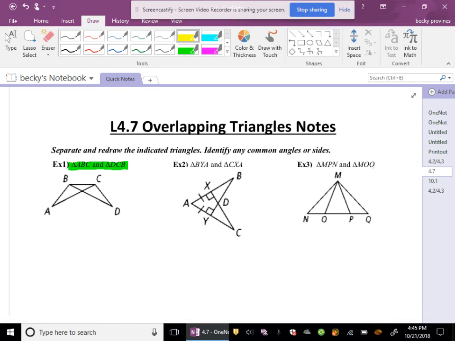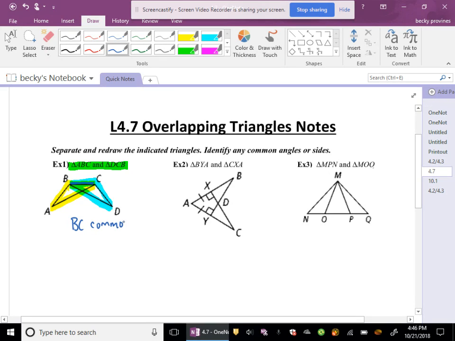angles or the triangles. And so we have triangle ABC. They're in yellow. And then we're also going to have DCB. So you can see the part that they're overlapping is this part right here, the B to C. B to C is the common area.